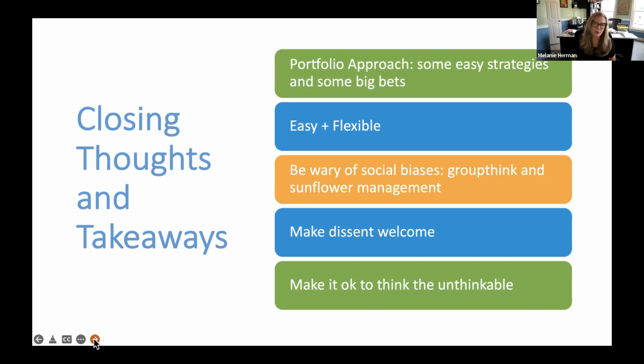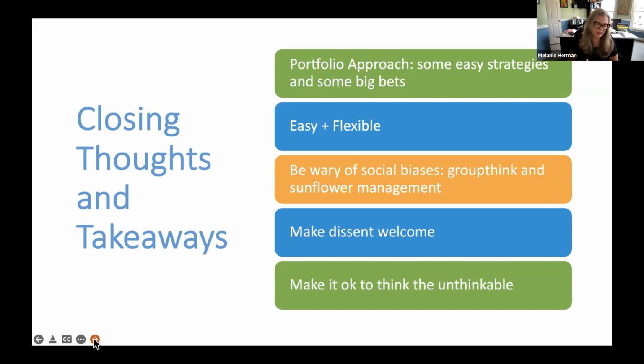The third tip is to be wary of social biases that include groupthink and sunflower management. Most of us are familiar with groupthink, right? The tendency of a small group of people to kind of connect to an initial idea and just kind of stick with that. And there's this reluctance for someone to say, what about the opposite? Or I completely disagree, right? When we're in a group of colleagues that we like and respect, there's often this development of groupthink.